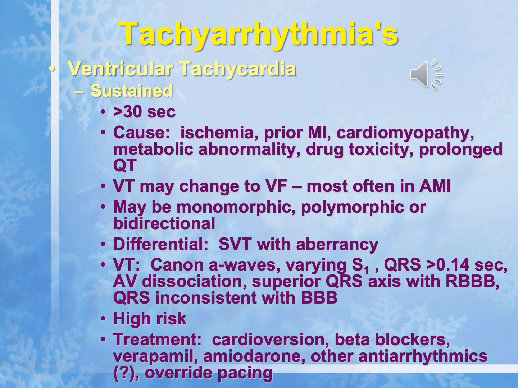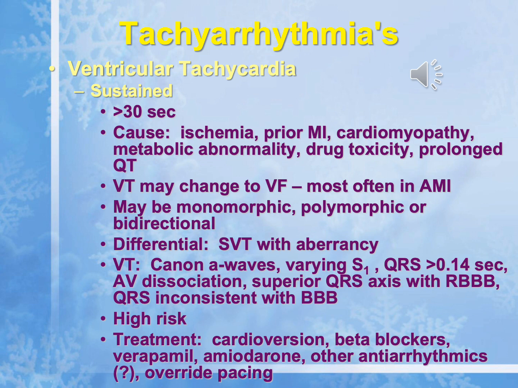The ventricular tachycardia can be of one morphology, and we call it monomorphic, or it can be multiple morphologies, and we call it polymorphic, or it can be bidirectional, that is, switch from one morphology to another back and forth. The differential diagnosis of ventricular tachycardia is to differentiate it from supraventricular tachycardia that has wide QRS complexes that we call aberrant conduction.